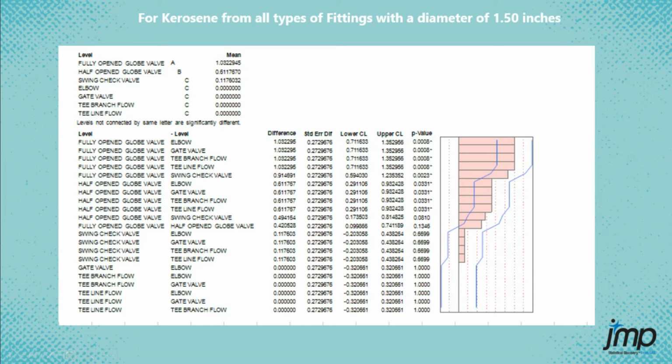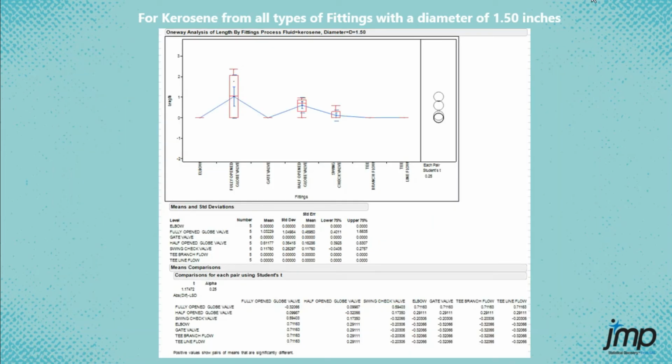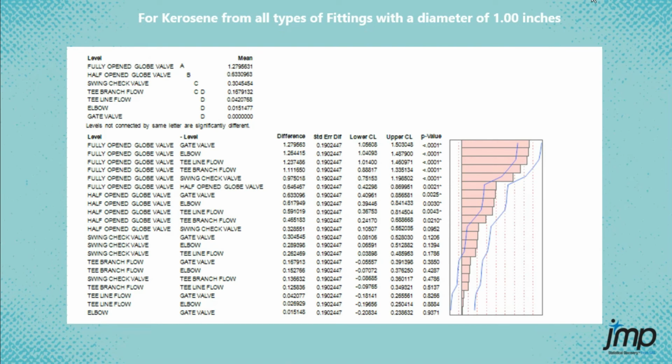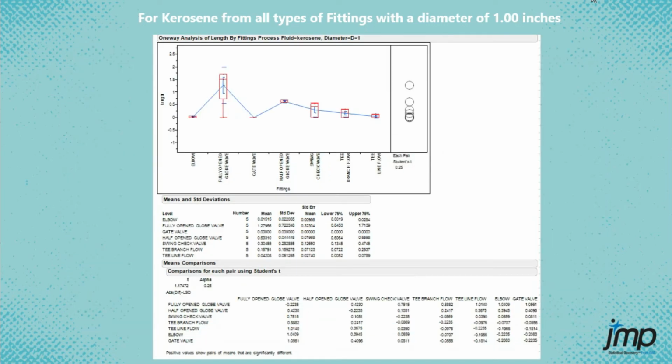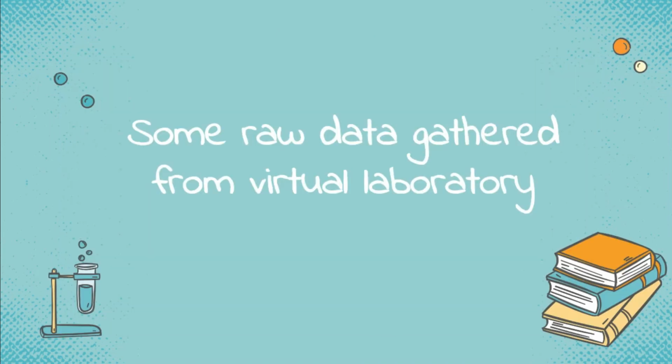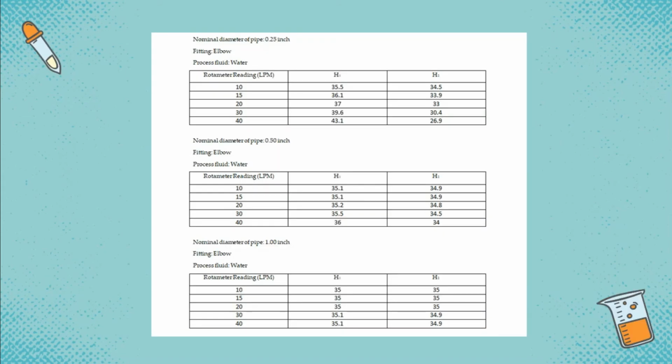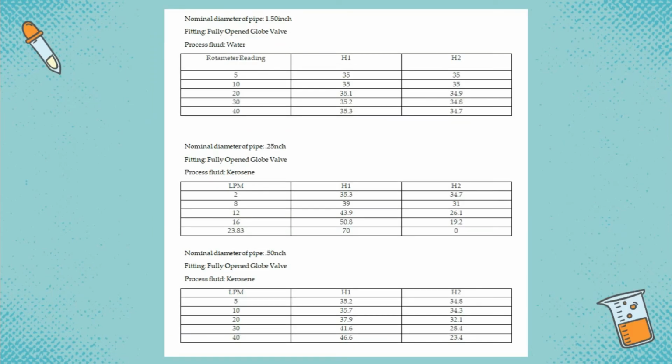Fully opened globe valve is observed to be the most significantly different from the rest of the fittings, requiring longer than 1 meter length, compared to the rest which require less than 1 meter length fittings. Here is some raw data that we have gathered in order to meet the objective of this experiment.